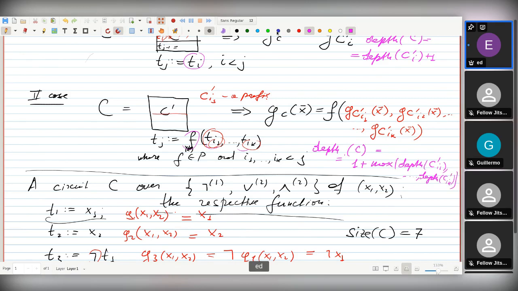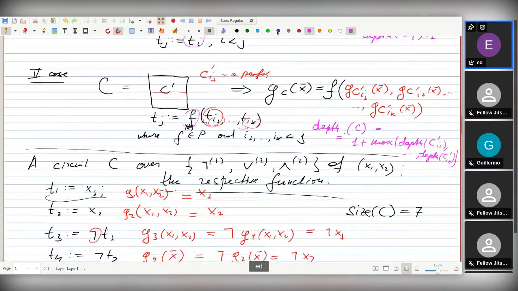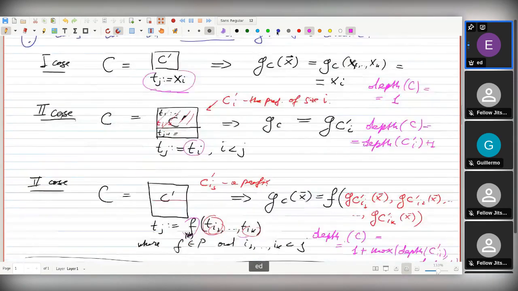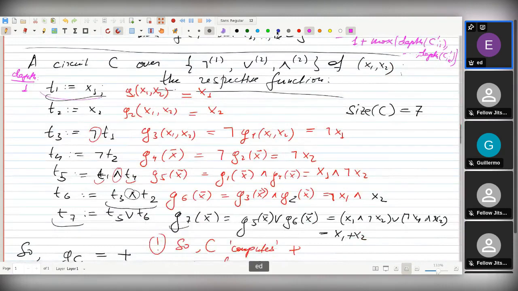Is this idea clear? Yes. Okay, so let us compute it here. Here we have a variable. The depth is 1. According to the definition, it is 1 plus the maximum depth of arguments. But here we have one argument at depth 1. So here we have 2.